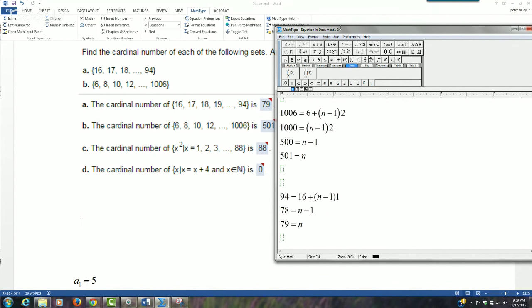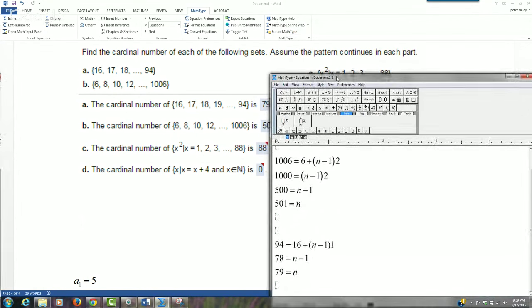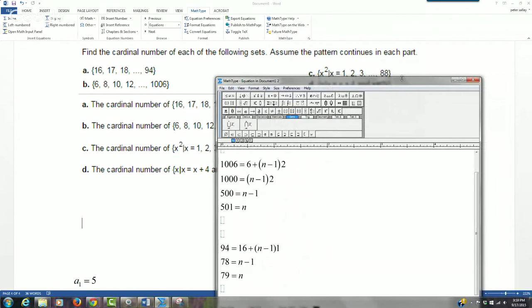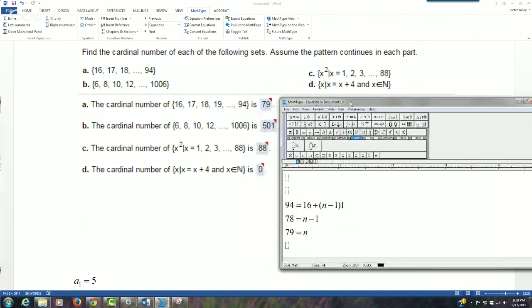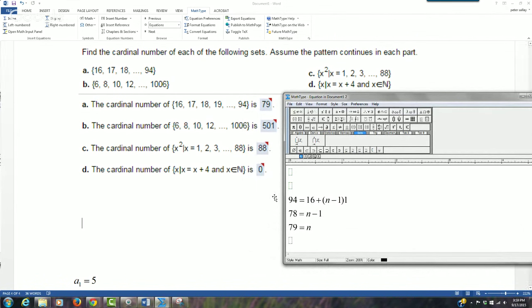So part of the problem is, in C, they're starting at the number 1. So they literally went 88 numbers away from 1. But in A, we're starting at 16, so I'm subtracting 16 to figure out what the first number was. Anyway, if you recognize that it's an arithmetic sequence, go ahead and use the general term formula.